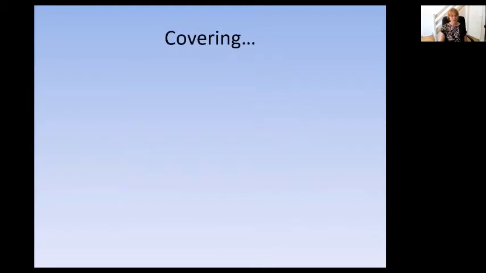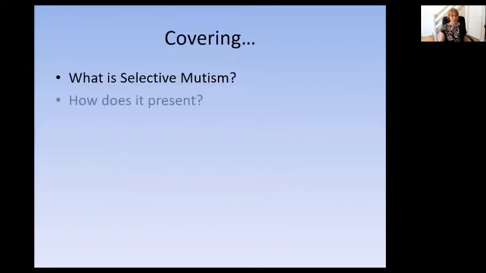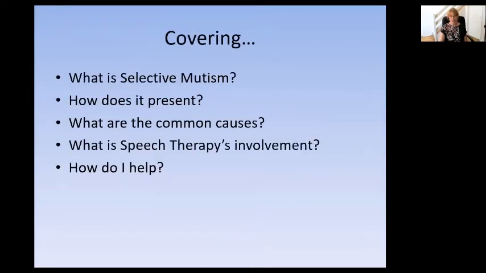What are we going to be covering as part of this course? What is selective mutism? How does it present in children? What are the common causes of selective mutism? What do speech therapists do as part of our package of care and involvement with children? And then what can you do to help as a teacher, as a teaching assistant, or as a parent or family member, or maybe a family friend?